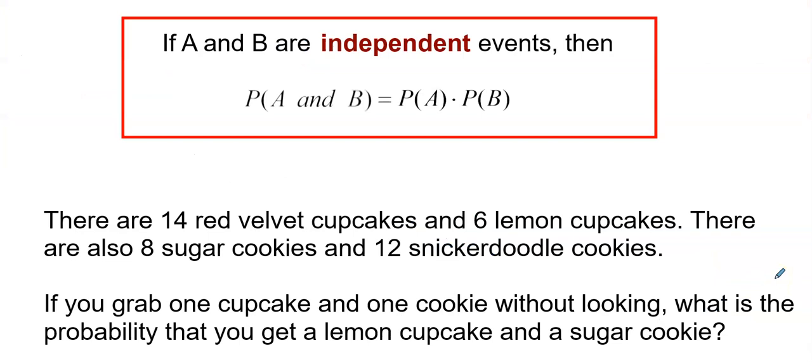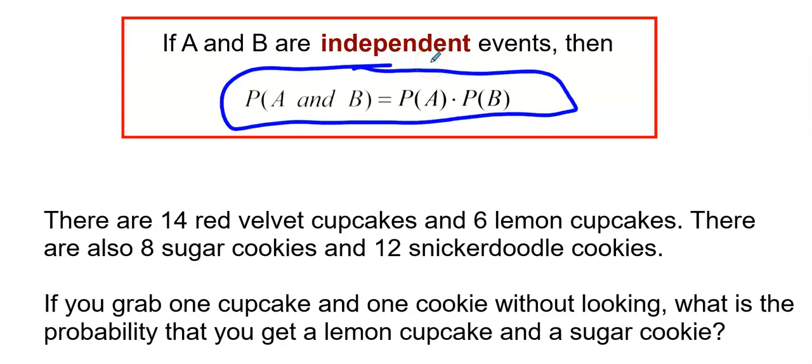If two events are independent, this is the basic formula. This may look kind of like gibberish, but this is the formula we use. It's basically saying if I want both events to happen, event A and event B, then I just take the probability of A and multiply it by the probability of B. Let's see if we can use this.